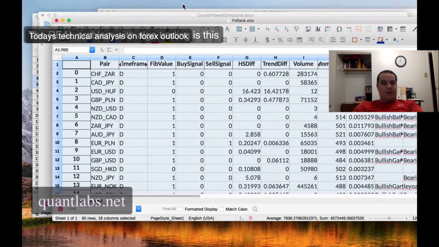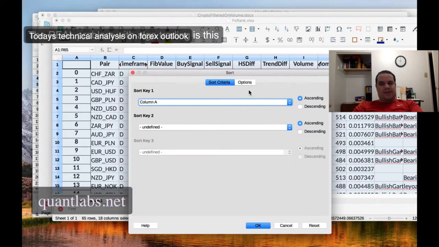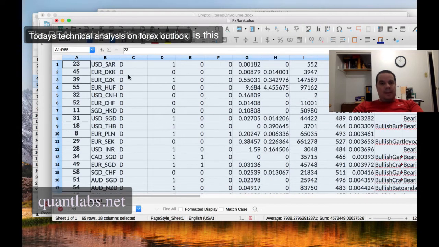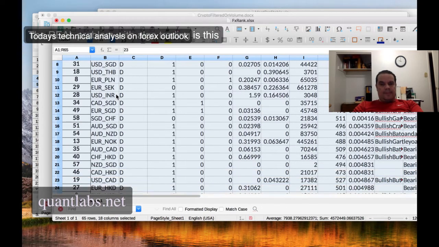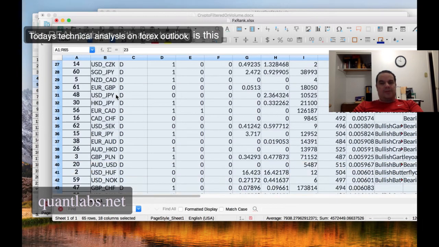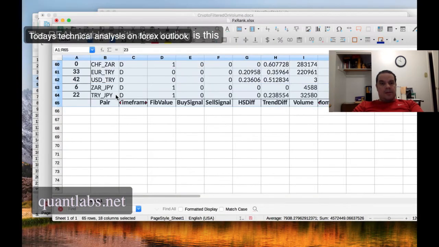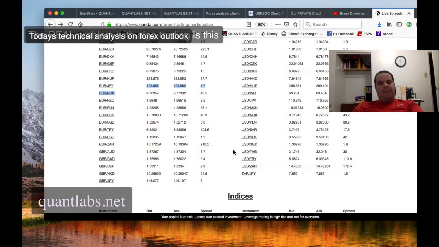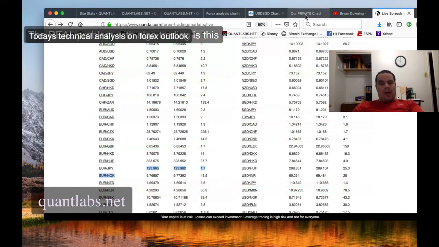So we're going to sort by column K, and this time we're going to sort in ascending order, and actually I should have done the reverse. So these pairs here are your least volatile. As you move down, these are the more volatile ones. So definitely USD Turkish lira and euro Turkish lira are very volatile, which is good. Those are good conditions. They're hard to trade, but they can be useful. All right, so we know that.